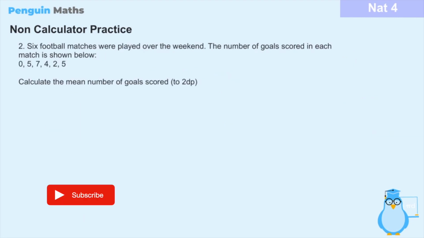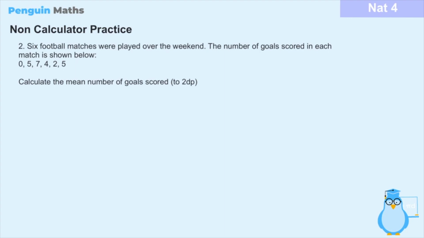Okay, so question 2, we are told that 6 football matches were played over the weekend, and the number of goals scored in each match is shown below. So here we have that here, and we're asked to calculate the mean number of goals scored. So if we've been asked to calculate the mean, then we know that we have to think about averages and how to calculate it.